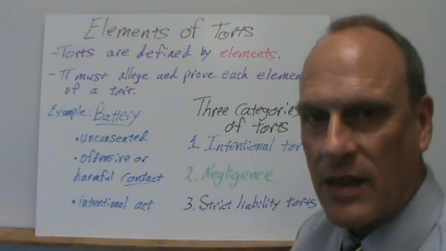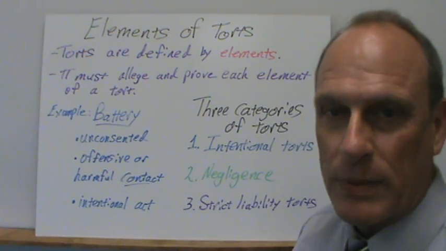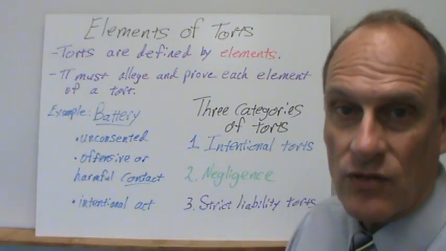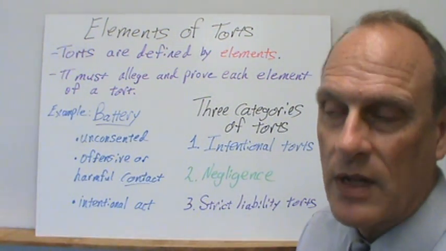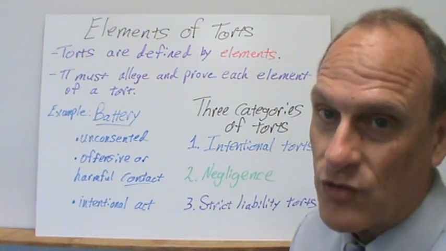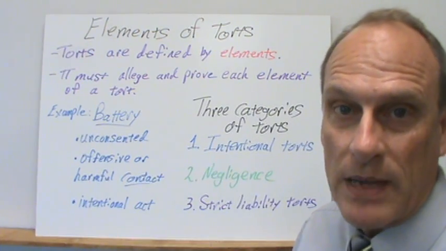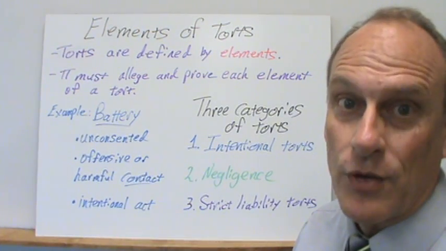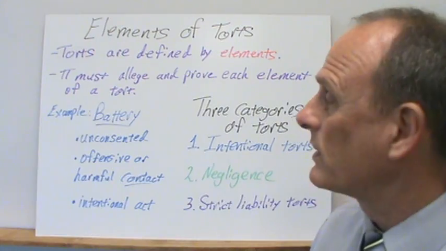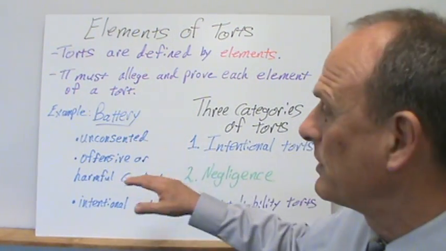The analogy I like to use is like baking cookies. A particular recipe for cookies has ingredients, and if you leave out one of the ingredients, like chocolate chip, for example, when you're baking chocolate chip cookies, you're not going to end up with chocolate chip cookies. You're going to end up with something else, maybe sugar cookies, or maybe no cookie at all, depending on what you leave out. Well, that's the same way it works with torts, that you leave out a particular element.